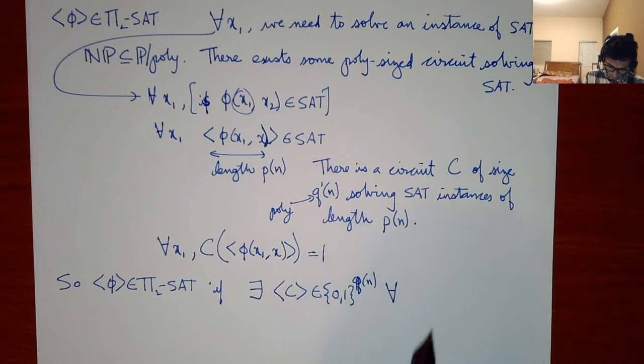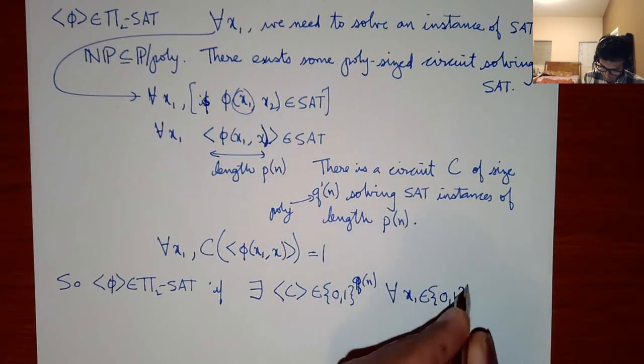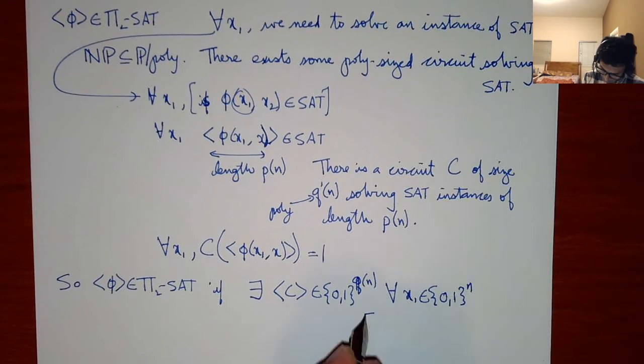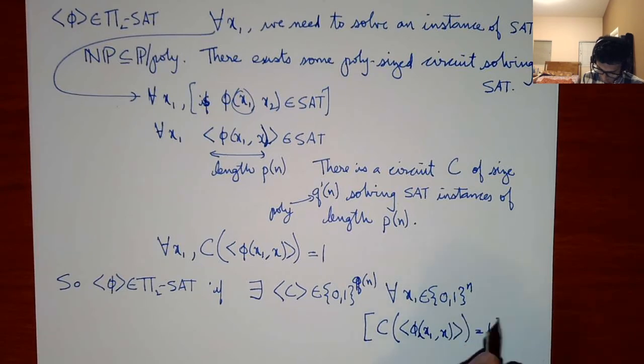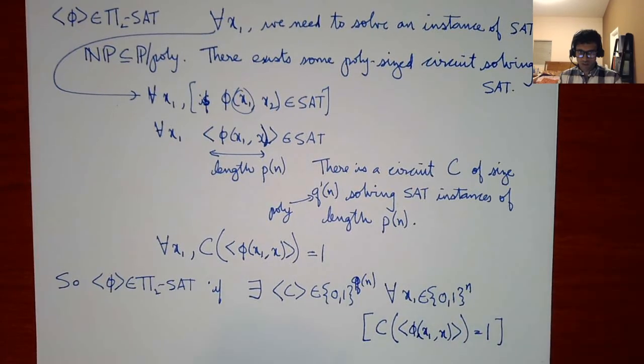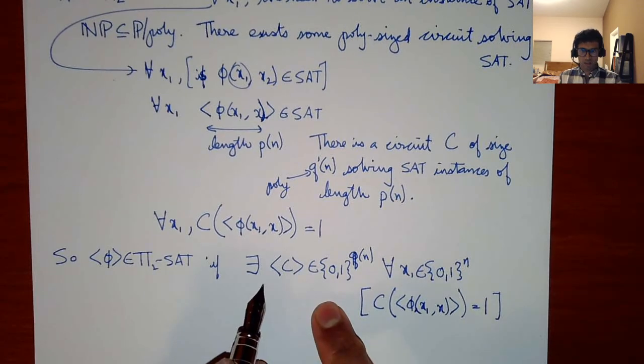And then we say for all x1 in {0,1}^n, C of the encoding of phi x1 x is 1. Like this is the approach. But this is now looking like sigma 2.